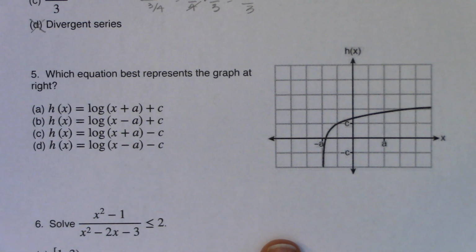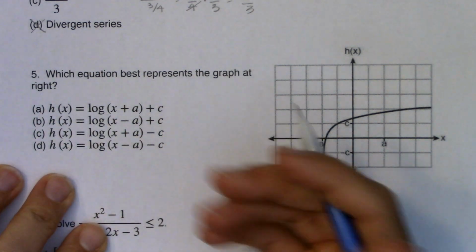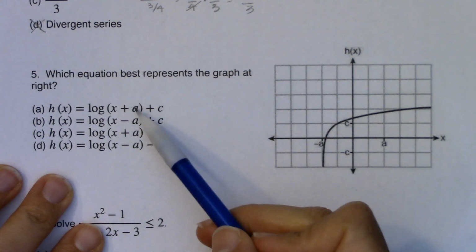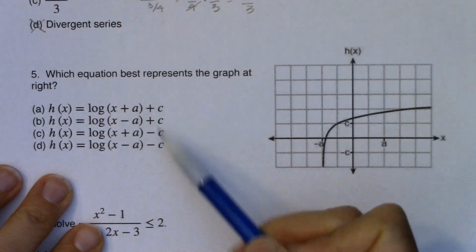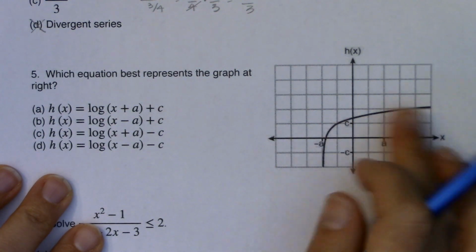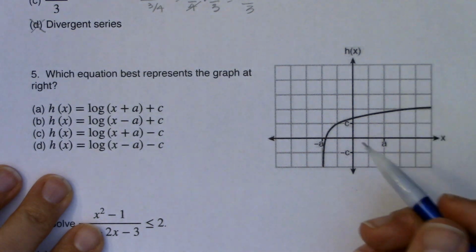Folks, let's take a look at number 5. Now we're looking at a graph of a log function, and this log function's been shifted either left or right, up or down, right? So we just got to figure out, if this is the shape of my function, if this is what it looks like, which way was I shifted?